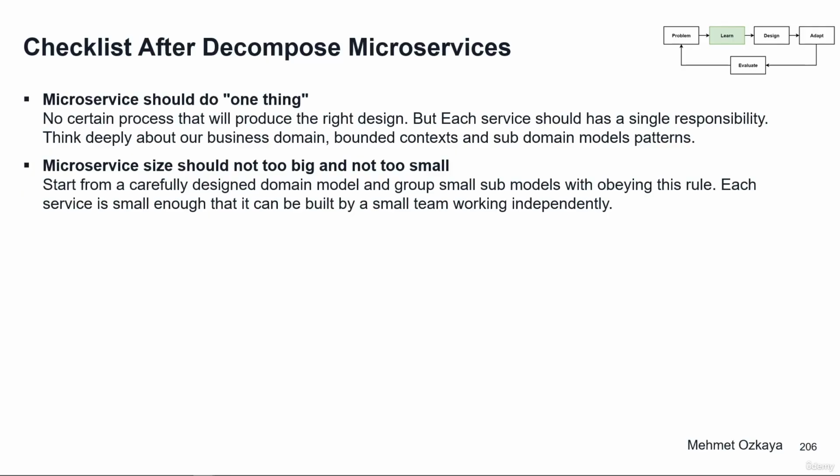We should start from a carefully designed domain model and group small submodels while obeying this rule. Each service is small enough that it can be built by a small team working independently. This way, you can relatively easily decompose microservices, but make sure that your services are not too small either.